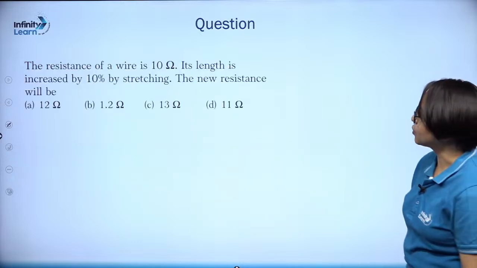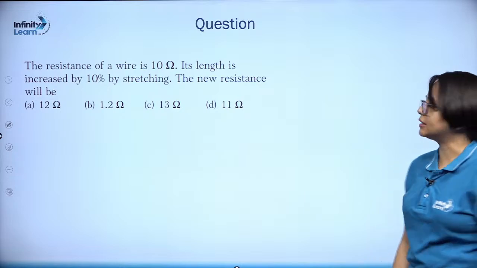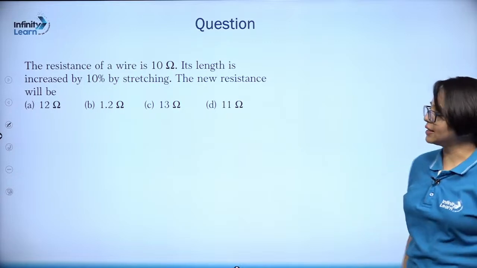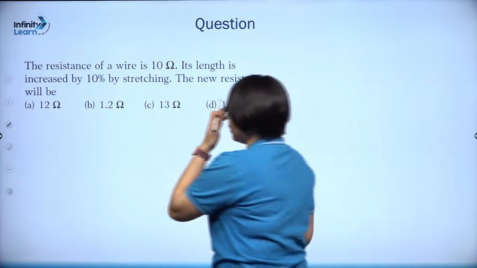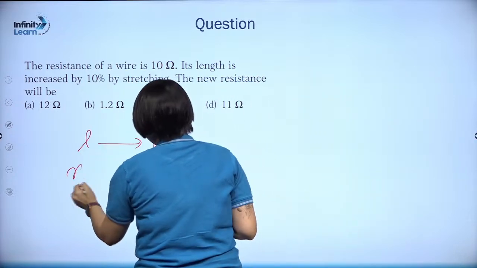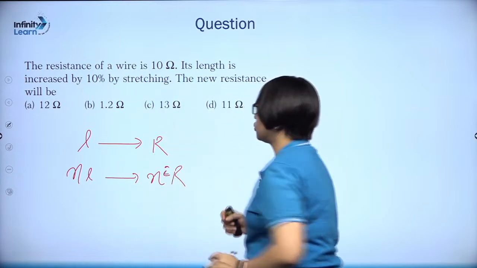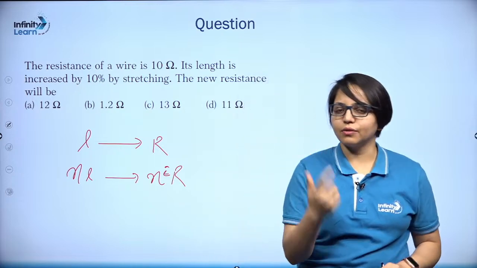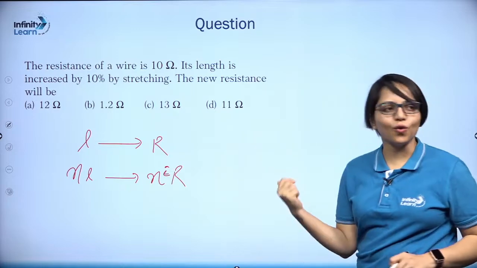The resistance of a wire is 10 ohm, its length is increased by 10% by stretching, the new resistance will be. So for that I'll give you one more classic shortcut. If the length is L and resistance is R, if the length becomes NL, then the resistance will become N square times R. If you are changing the length of the wire by N times, then the new resistance will be N square times. Okay? You can derive it in your homework.